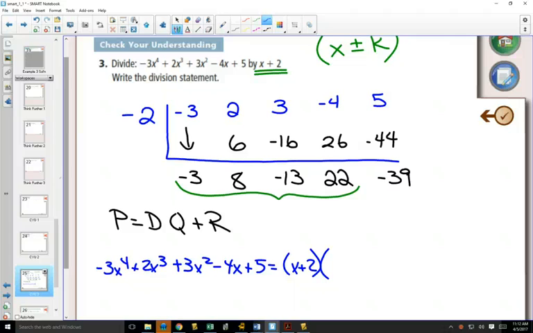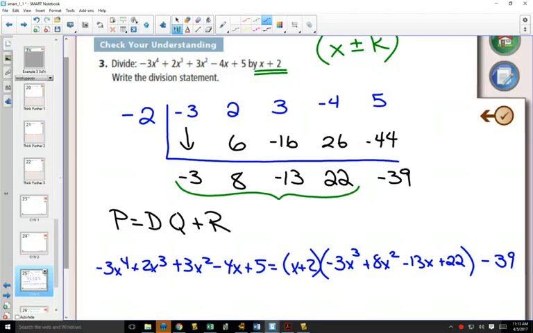Now we have to add the variables and the powers with them. One thing you're going to notice is that it's always going to start with a degree 1 less than what your polynomial was. So our polynomial, we would say this is degree 4 because its highest power is a 4 in the x to the 4. So we'll start with 1 less, and then we have -3x cubed plus 8x squared minus 13x plus 22. That's your quotient, and then your remainder is a -39, so we subtract 39 at the end.